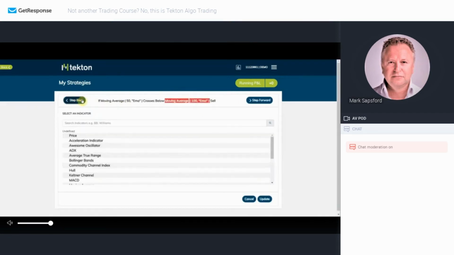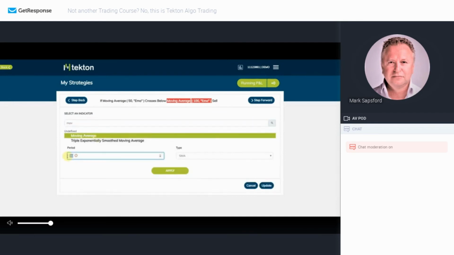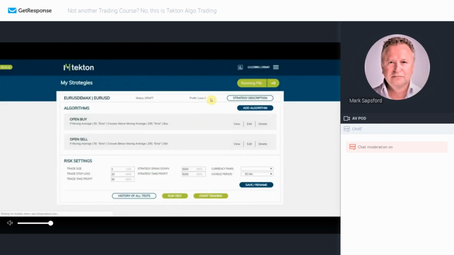Let's now do the same for the sell. Move back, moving average, change that to 200, EMA, click update, click confirm, and that's now changed the 100 EMA to the 200. To change the stop loss and take profit couldn't be easier. If you want to change this to say 25 and this to say 65, it's as simple as that. That's how you would edit your risk settings.